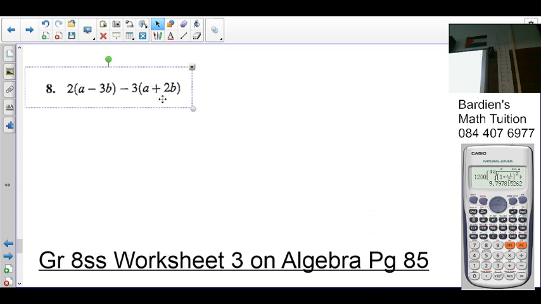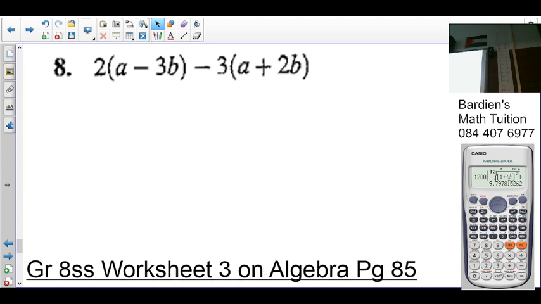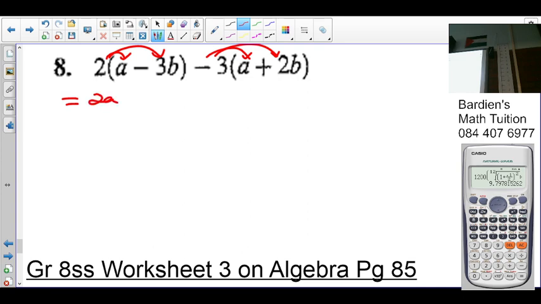Question 8. How many terms are here? 2. Also known as what? Binomial. Okay. So what do I do here? To get rid of the brackets, multiply the 2 here. Then the negative 3. 2 times a? 2a. 2 times negative 3b? Negative 6b. Negative 3 times a? Negative 3a. Negative 3 times 2b? Negative 6b.